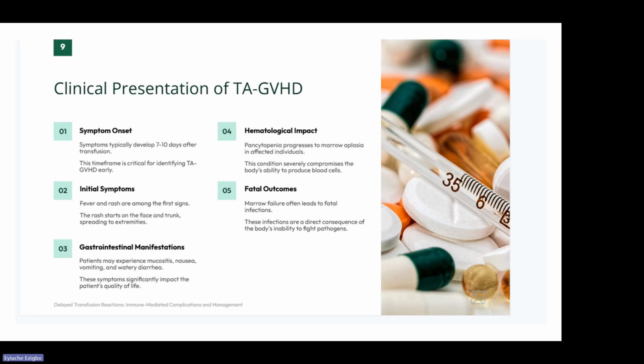The initial symptoms include fever, rash, gastrointestinal manifestations, and hematological impact: pancytopenia progressing to myeloaplasia. Fatal outcome: marrow failure often leads to fatal infections. These infections are a direct consequence of the body's inability to fight pathogens. So these are some of the clinical presentations of TA-GVHD.